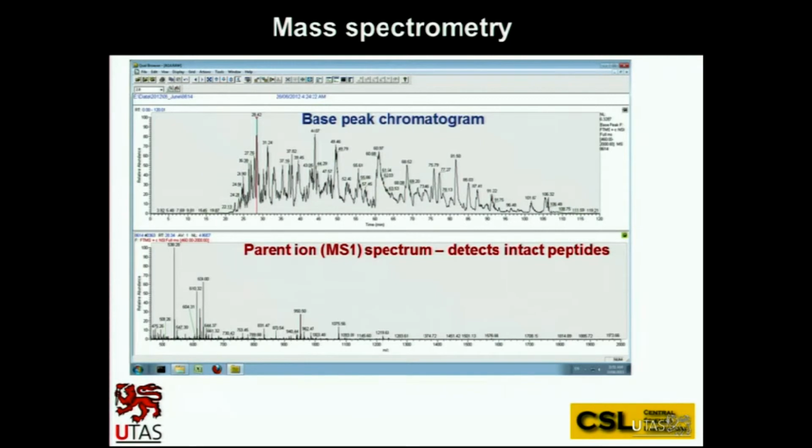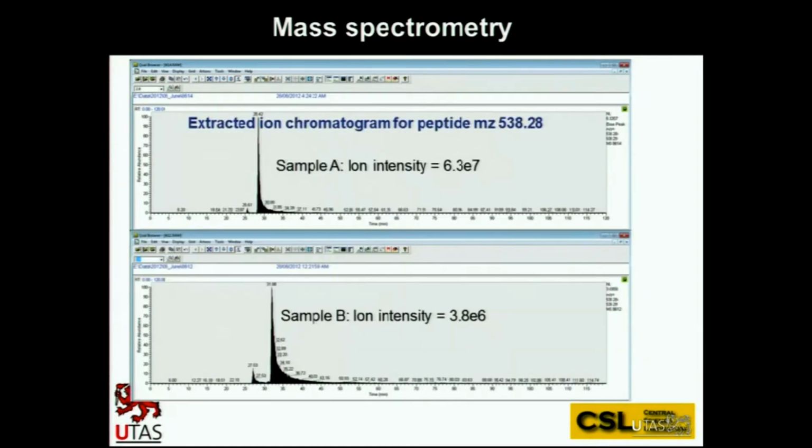So at any given moment during a 2-hour separation, for example, we're interfacing the procedure with the mass spectrometer, and so we're detecting not just a single peptide ion, but also many others as well. And these are targeted for identification. Now, we can use the peptide ion intensity as a method for relative quantitation.